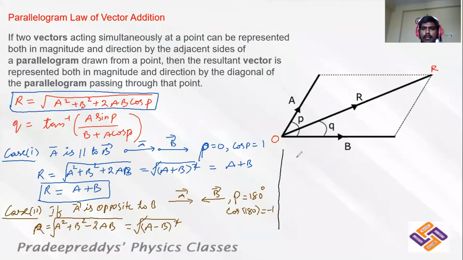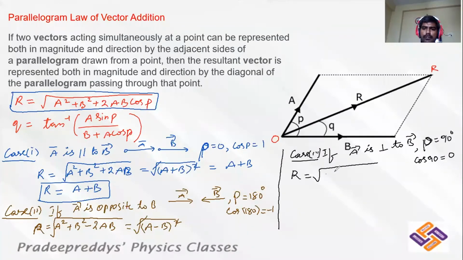Two vectors are perpendicular to each other. If A bar is perpendicular to B bar, what is the angle between them? Theta, that means P is equal to 90 degrees. So cos 90 is equal to 0. Then R is equal to under root A square plus B square plus 0. So resultant magnitude is equal to under root A square plus B square. This is simply the Pythagoras theorem.